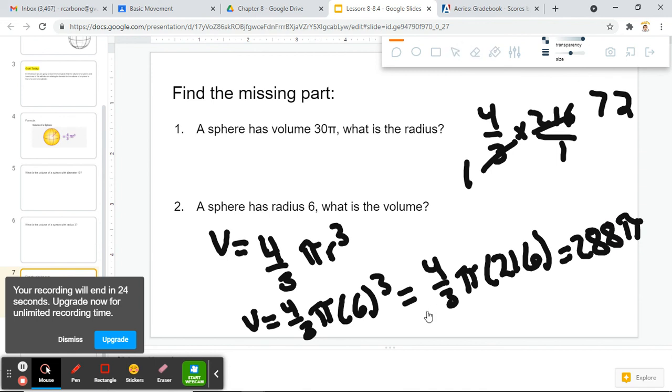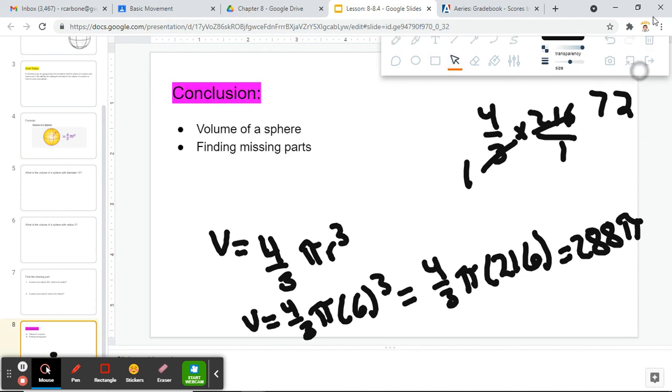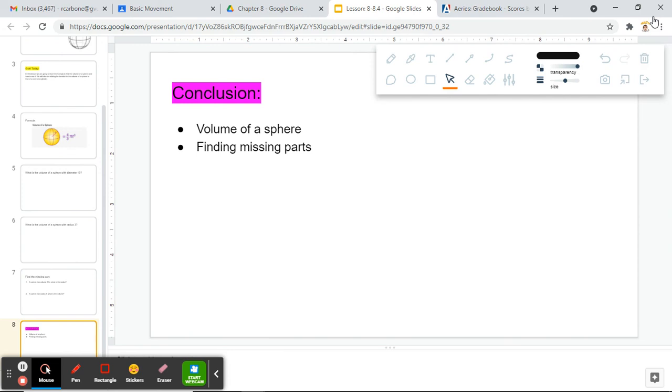Alrighty, so quickly go to our conclusion. Don't forget, you guys are going to have to do this one on your own. Just use mine as an example here. So today we talked about volumes of spheres. We kind of used that to find some missing parts. Hope you guys found this useful.